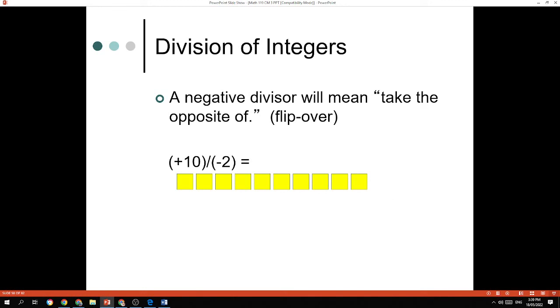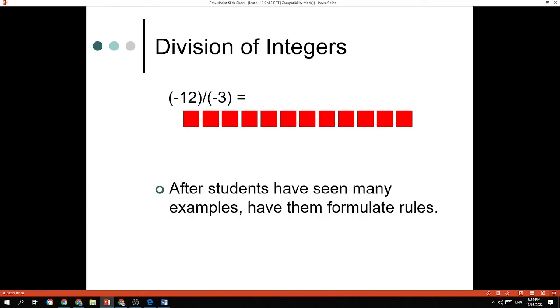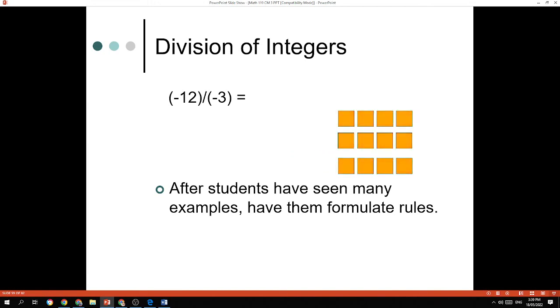A negative divisor is the same as the opposite. So meaning, I'm going to have positive 10 there, then dividing it by 2, then take the opposite. Now, in this one, don't give big numbers because we are simply letting the students discover the rule. You stick with small numbers, so that not too many squares or counters are used by the students. Okay. The same thing with that. Then take the opposite.